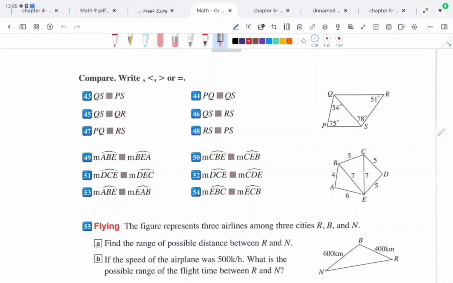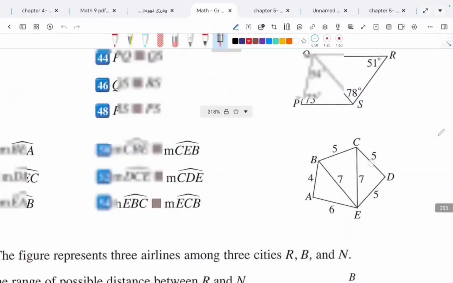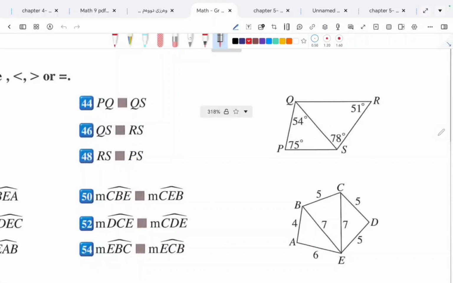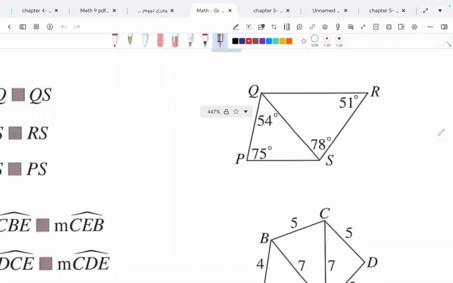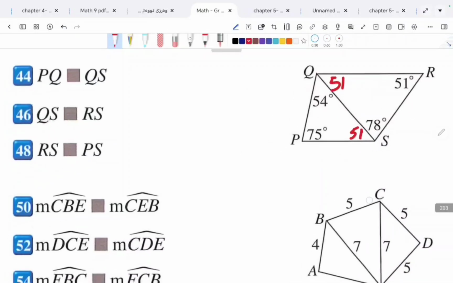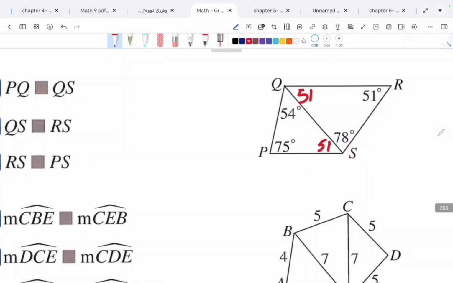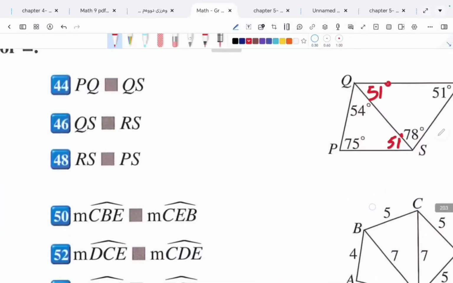And then we have another type of question. They give us two triangles and they say compare between them, write greater than, less than, or equal to. Before I solve it, you know the measure of a triangle is 180. So 54 plus 75 plus what equals 180? Plus 51. It's 51, okay? Because when you add them all, it will be 180 degrees.